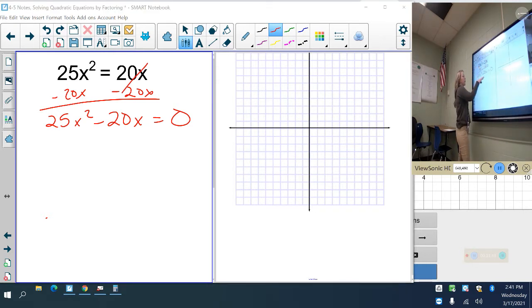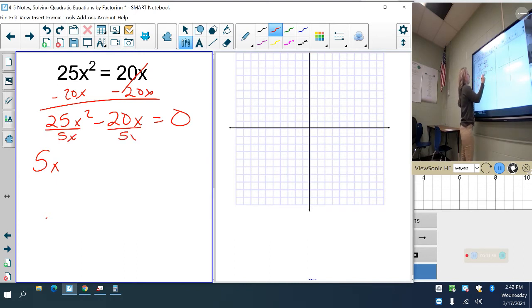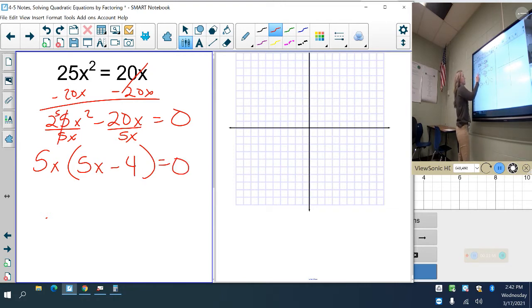All right, now we're going to factor out a greatest common factor, which is 5x. Divide by 5x, divide by 5x. So I have 5x minus 4 equals 0. This reduces to 5, one of the x's cancels out. This reduces to 4, and both of the x's cancel out. So here I have this. Now, since I don't have a squared anymore, I'm done factoring. So I'm going to set both of those equal to 0 to get my x-intercepts.